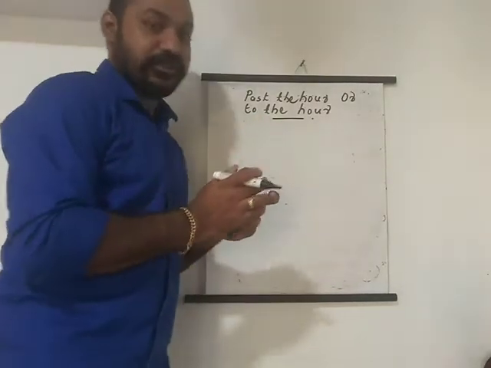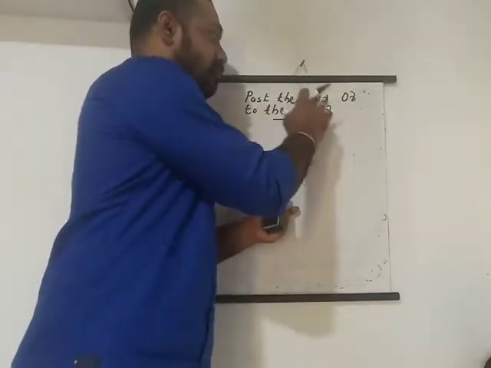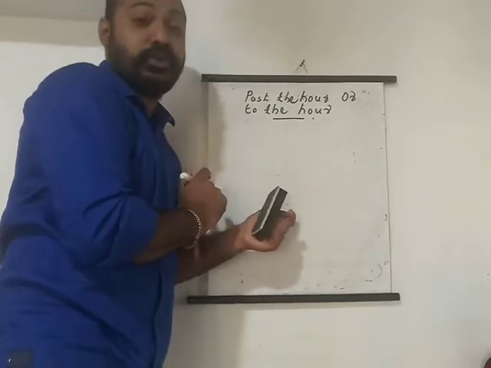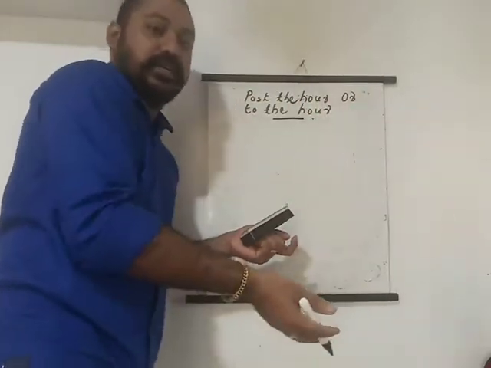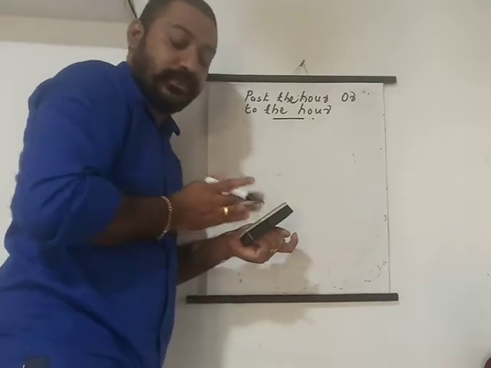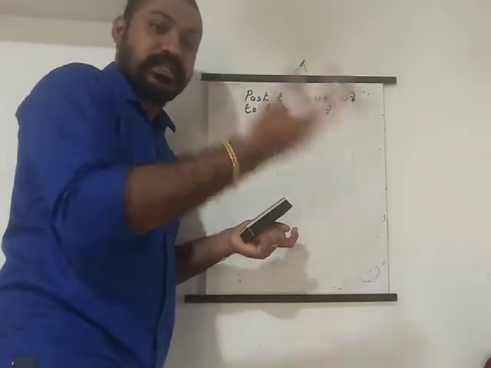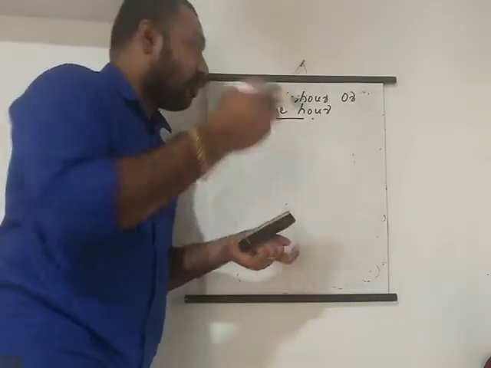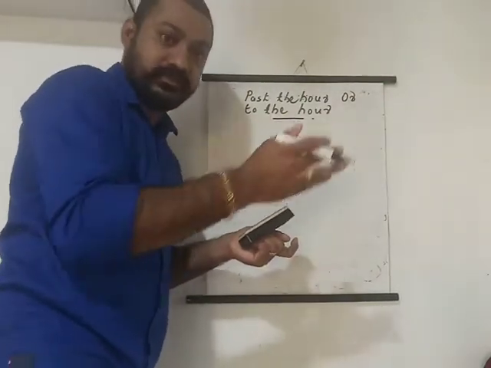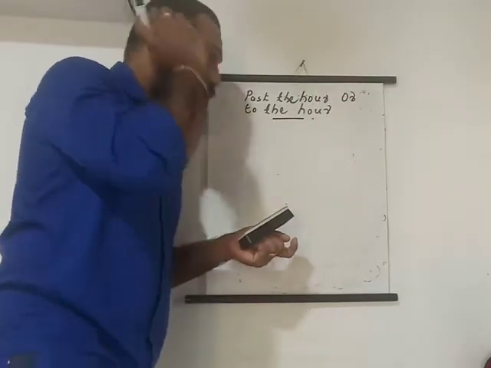Dear students, today we are studying about past the hour or to the hour. Past means after. To means to something. Okay. Past means, if it is in Malayalam, കഴിഞ്ഞ്. Or to means less than something. Okay. I will explain it.